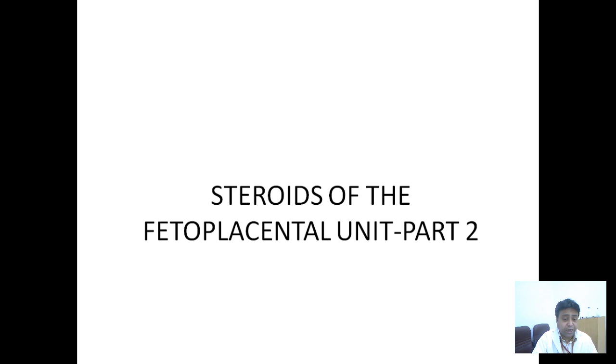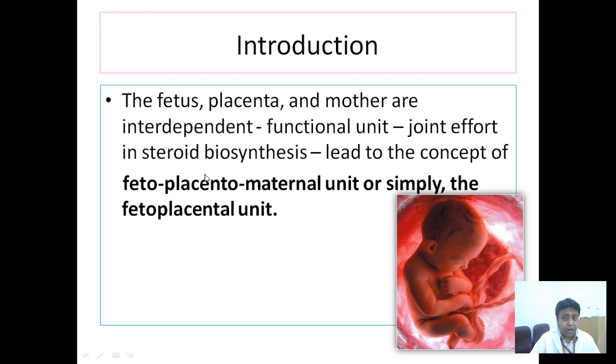So we're going to go into a very important statement which I was banging on again and again: the fetal component, the placenta and the mother are all interdependent on each other, right? This is very important. You have to talk to yourself several times and put it into your brain that the fetal, the placental, and the maternal components are interdependent on each other, and they function as one joint unit. Very important. They don't function independently. They function as one joint unit and form what you call the fetoplacental unit.